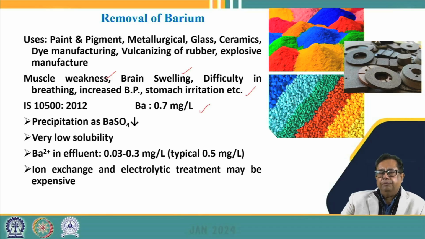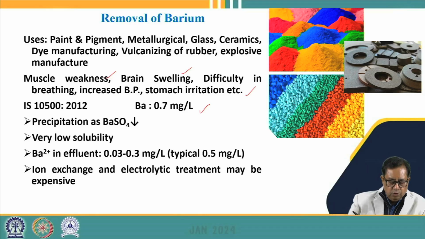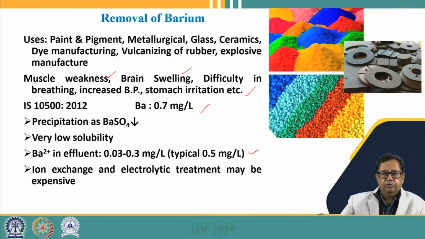If we target barium, precipitation as barium sulfate is very efficient, as barium sulfate has very low solubility. If we go for barium sulfate precipitation, we may get around 0.03 to 0.3 milligrams per liter in the effluents, and typically we can get a concentration of nearly 0.5 milligram per liter in the effluents. Ion exchange and electrolytic treatment may also be used, but they can prove to be expensive.